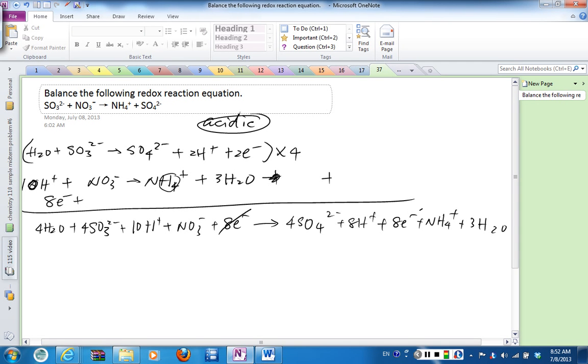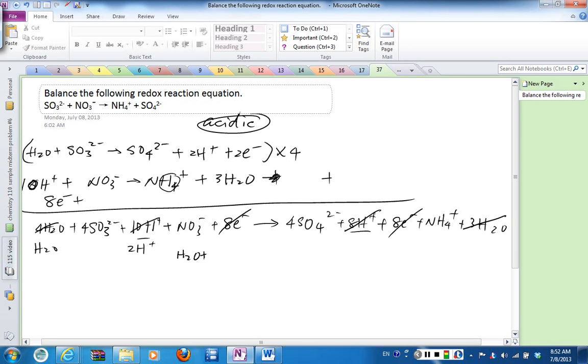Electrons are the first to cancel. The whole purpose of combining the two half reactions is to get rid of electrons. In your balanced redox reaction equation, you cannot have electrons. Alright, there's other things as well. 8 H plus here, 10 H plus. So cancel your 8, and you would have 2 H plus left. 3 water, 4 water. So cancel your 3, you would have just 1 water left. And there's nothing else.